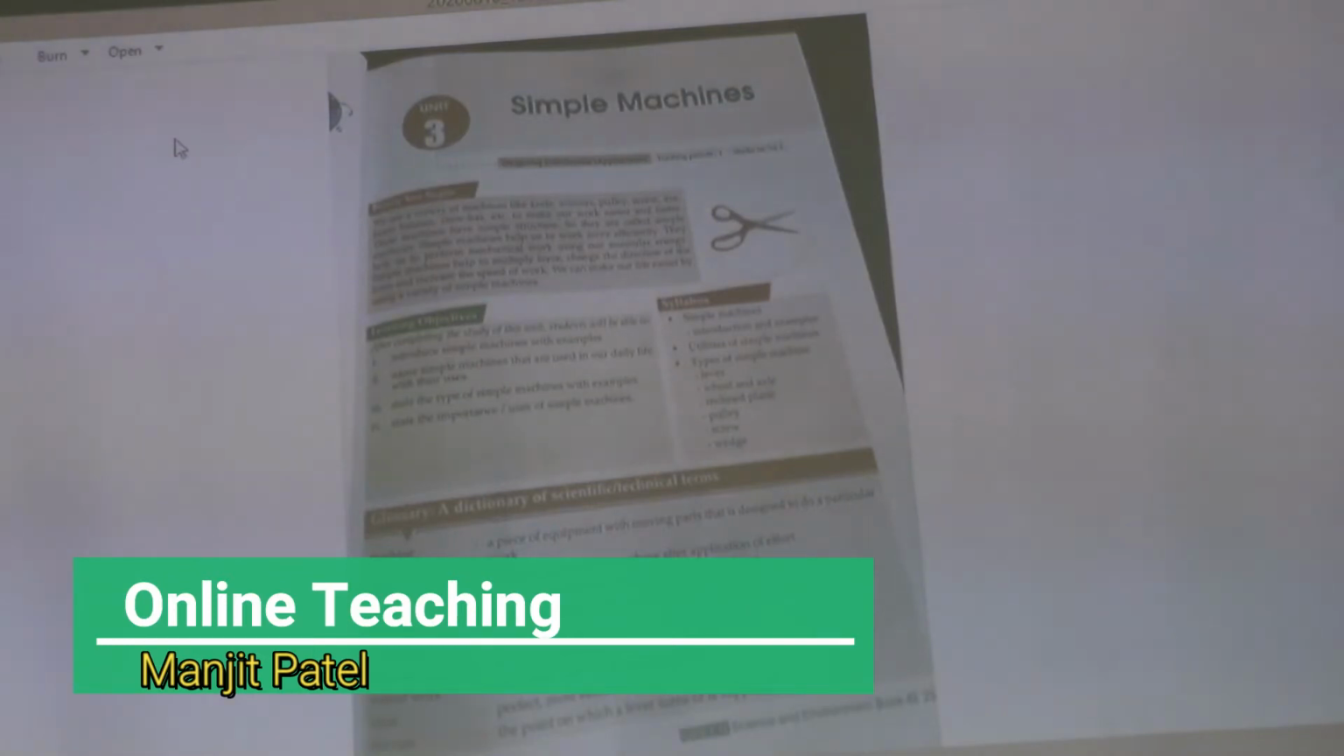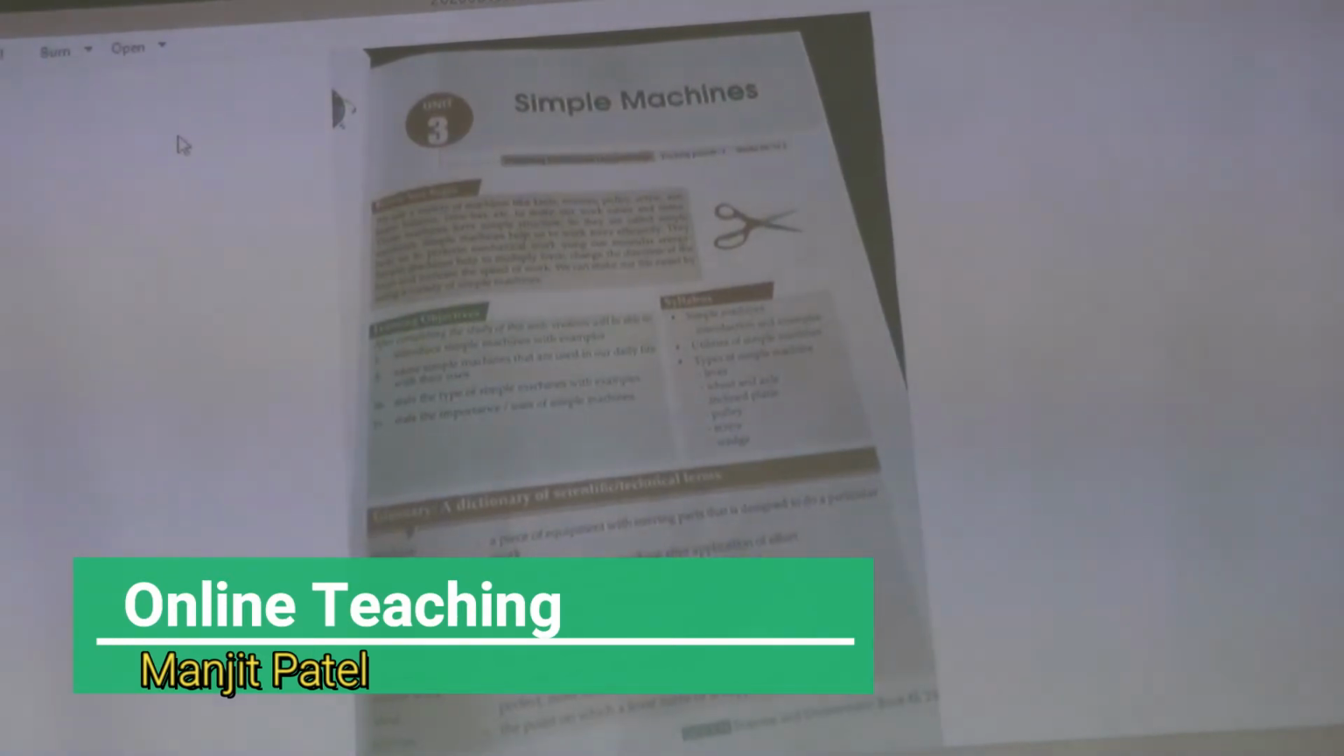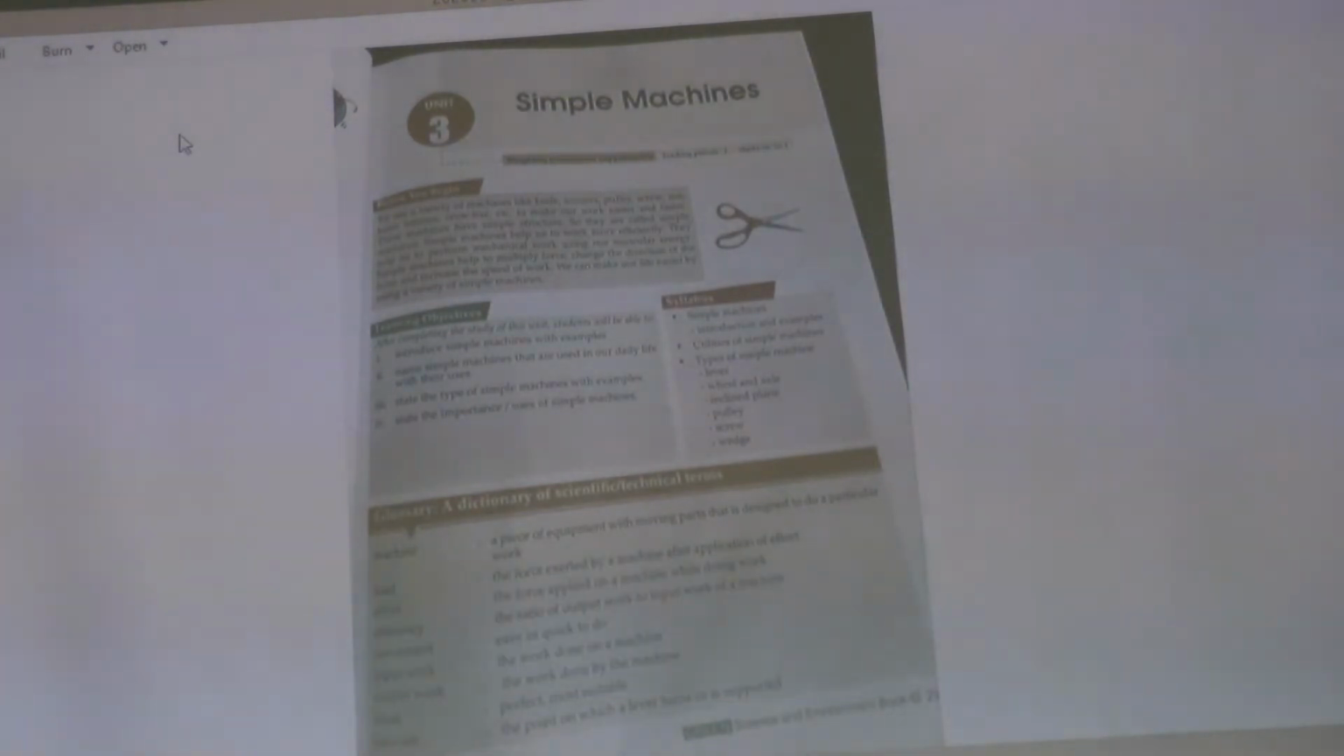Now, today we are going to read about the simple machine, our new chapter. We use a variety of machines like knife, scissor, pulley, screw, axe, etc. to make our work easier and faster. These machines have simple structure, so they are called simple machines. Simple machines help us to work effectively, and to perform work using muscular energy.